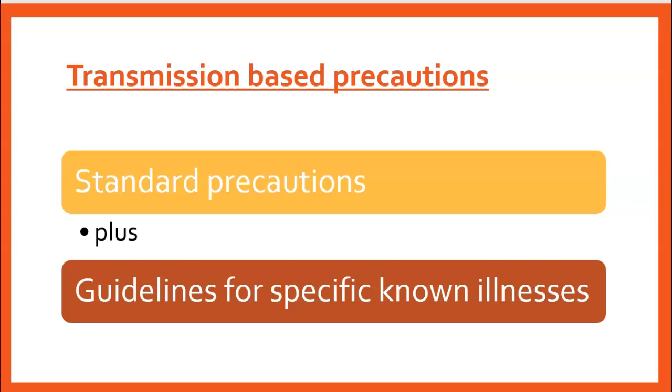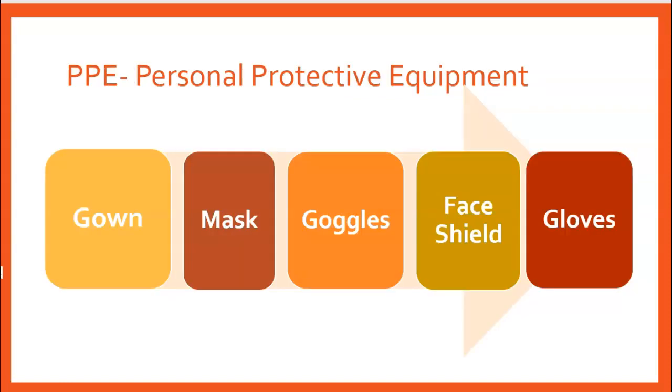That applies here. But then you add a specific guideline for a particular known illness, and that's where the transmission-based precaution comes in. So first of all, let's talk about PPE. PPE is personal protective equipment, and there's a certain order in which you put PPE on. Now, if you'll just bear with me, I have this little trick that I use to remember the order of putting it on, and then I'll explain my rationale of the order to take it off.